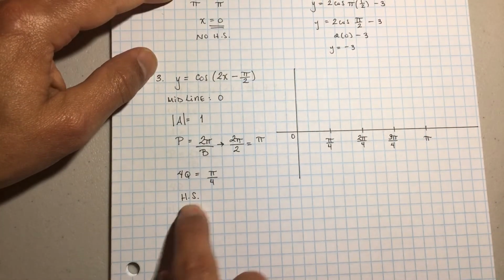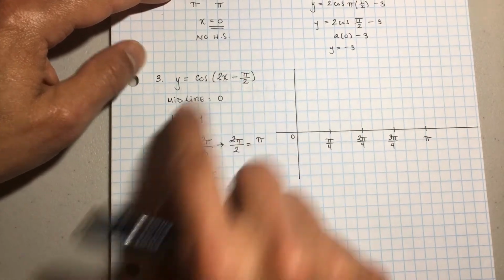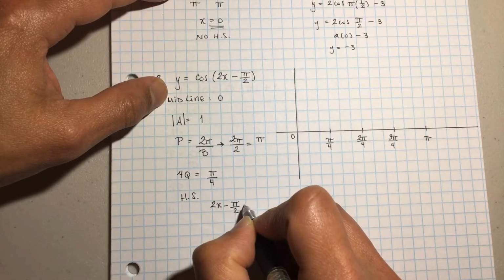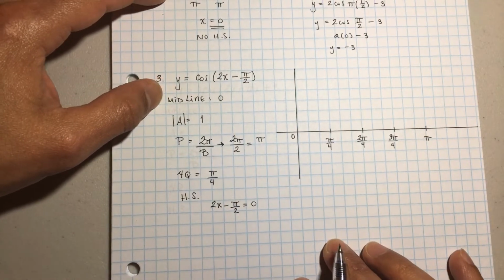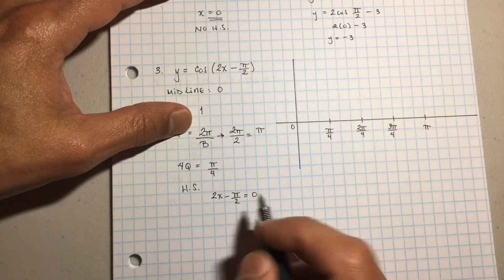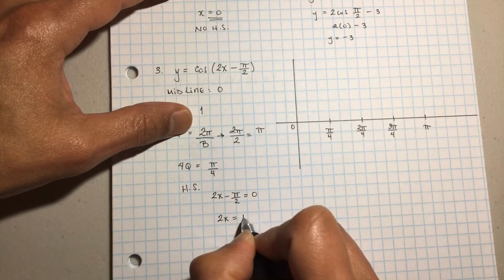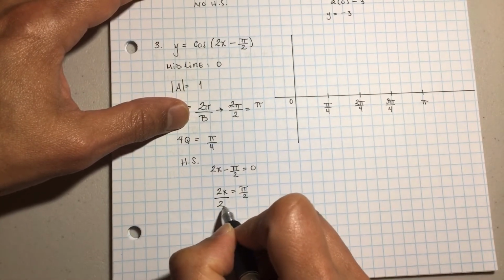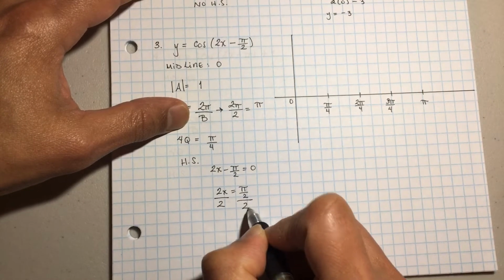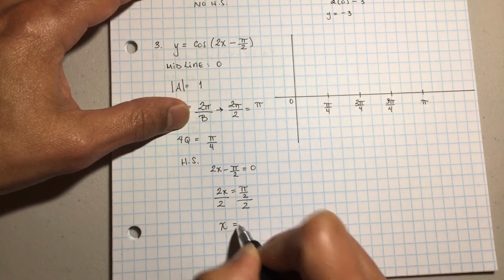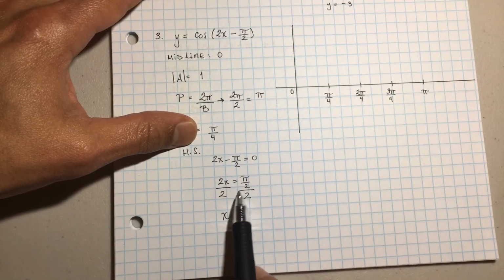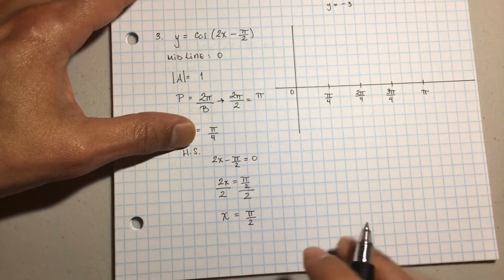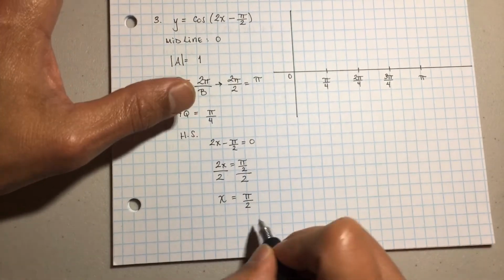Lastly, we're going to do a horizontal shift, so whatever's inside there, we're going to solve it, set it equal to 0. So 2x minus pi over 2, we're going to set that equal to 0. All right, so if I take this guy to the right, the pi over 2 becomes a positive. So we're going to go ahead and divide by 2, so that becomes a 1. So remember, dividing by 2, we have pi over 2. Dividing by 2 is the same thing as multiplying by 1/2. But I'll do this the long way.